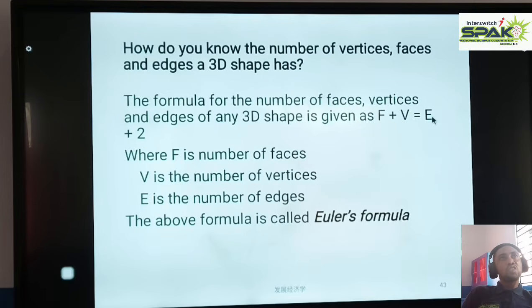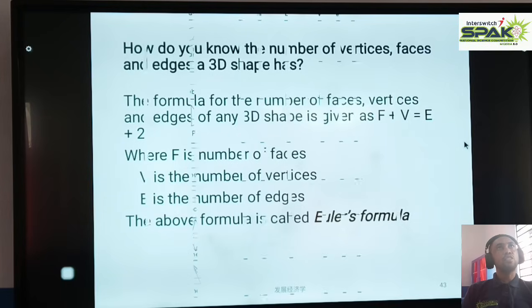Or if you have edges and you have vertices, you are looking at the faces. So that will be e plus 2 minus v. So you just make any one the subject of the formula and then you find the number. So we can see that here our f is the number of faces, our v is the number of vertices, and our e is the number of edges. So this formula is called Euler's formula.